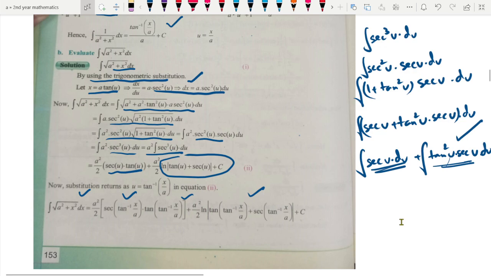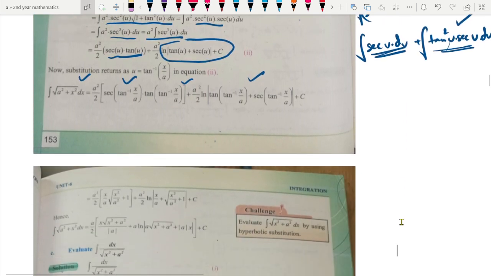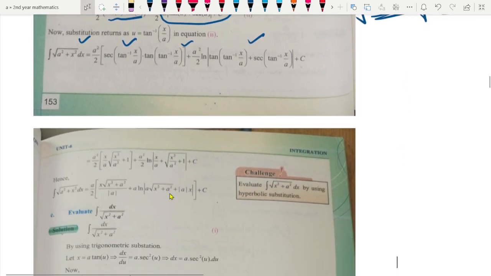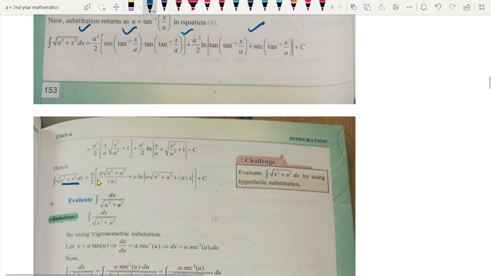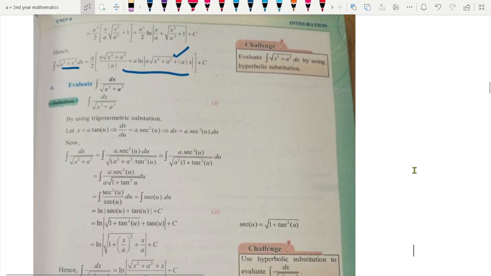Okay. So when you have this type of situation, the integral of this one is equal to this one. Now when you have a situation like this one, x square plus a square, what should you do?